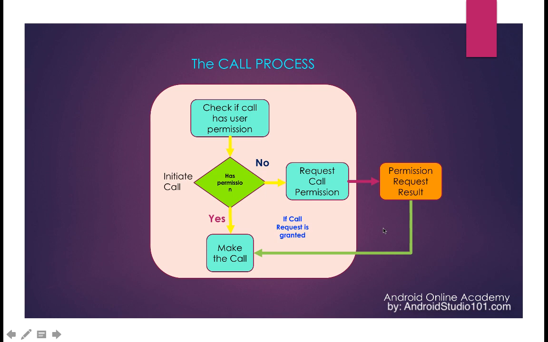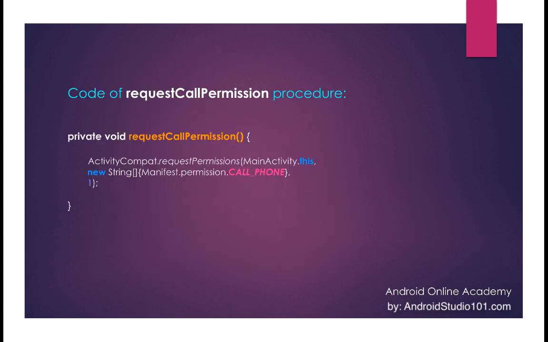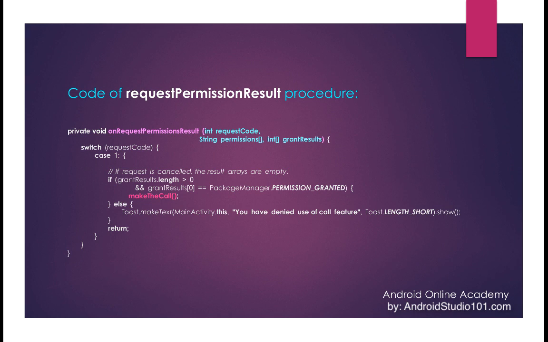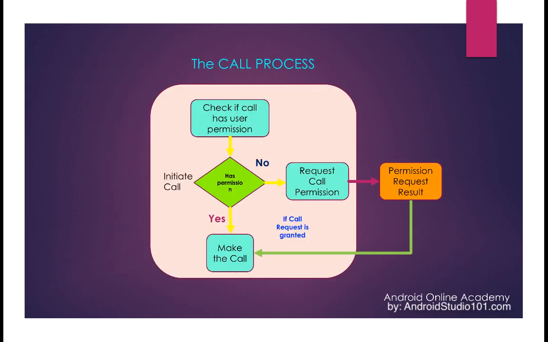And if it's not granted, of course, nothing actually happens, but you need to inform your user so that he or she would not be puzzled why the call did not go through. So you provide, you have denied use of call feature here, but actually the user should not be puzzled with that, because he or she is the one that did not provide the permission for the call. So that's it. That's the end of my discussion.